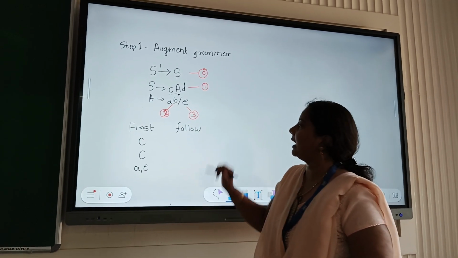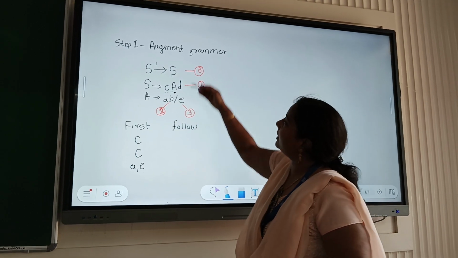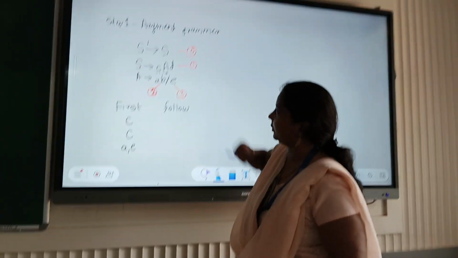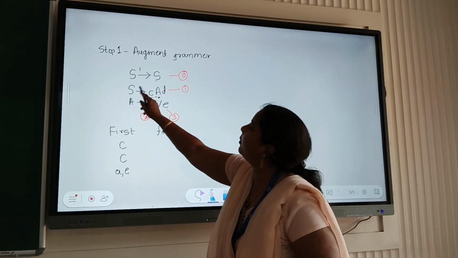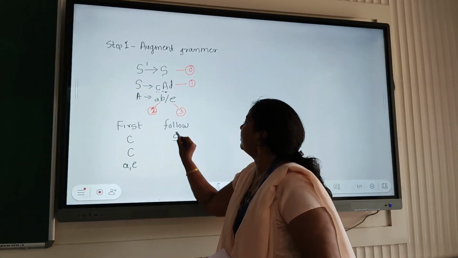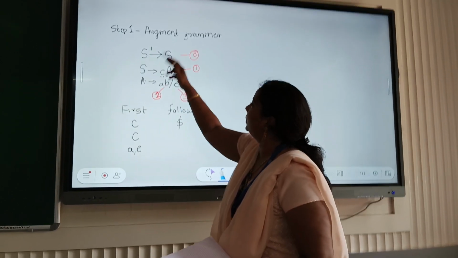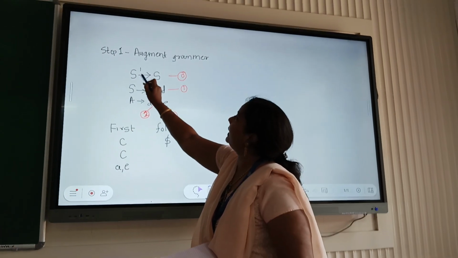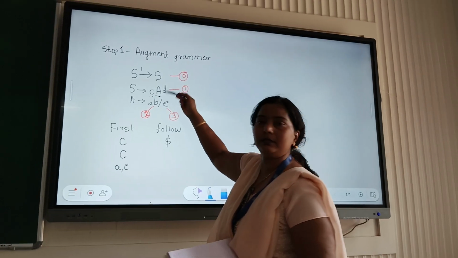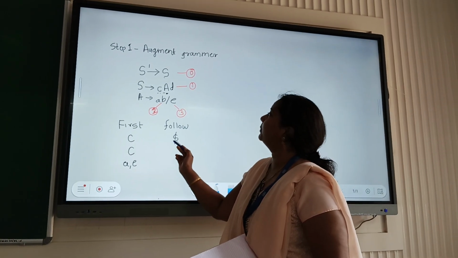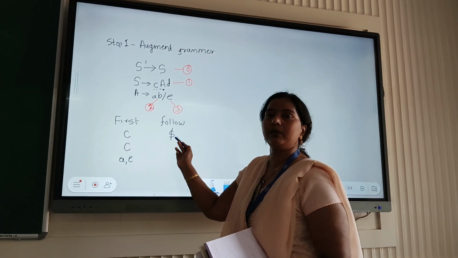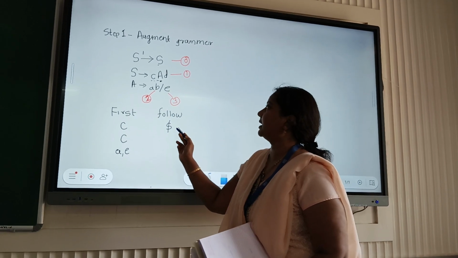Next, whenever you calculate the follow, you require to go from the top to bottom. Then in follow, compulsorily you require to write here the $ sign. Then check whether S appears on the right side in this grammar. There is no S follow, so you require to write here only the $ sign.